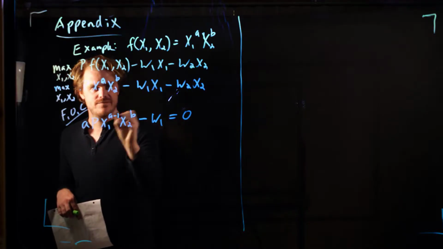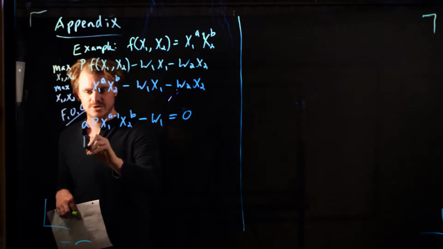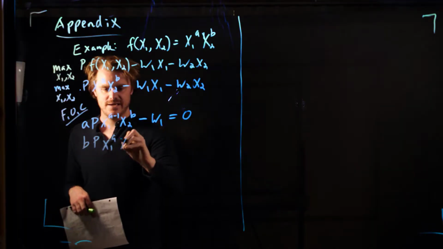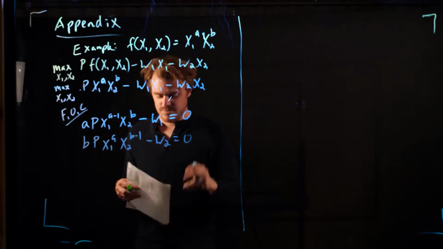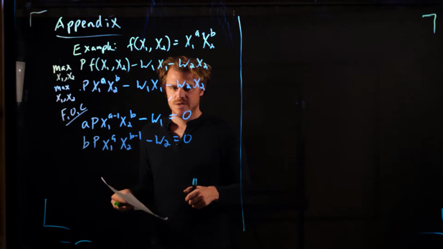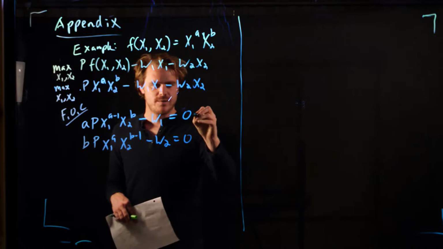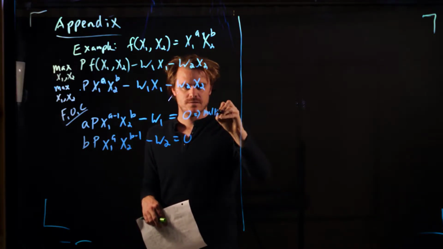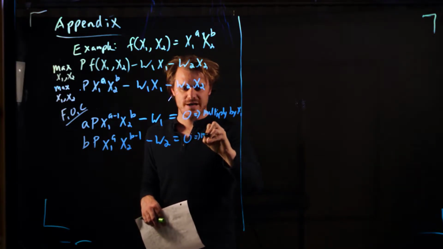Then we have the same thing, taking the derivative with respect to x2, which is b times p, x1 to the a, x2 to the b minus 1, minus w2 equals 0. So those are our first order conditions. Now, here's a little trick that the book uses: we're going to multiply this by x1 and multiply this by x2.